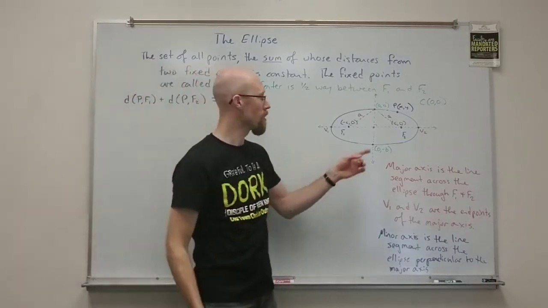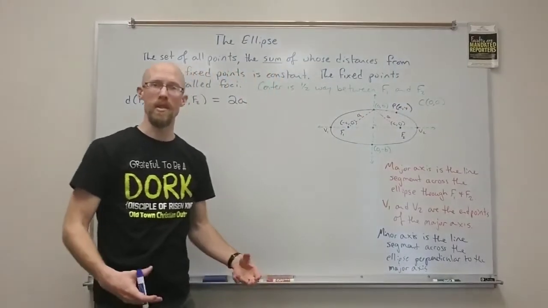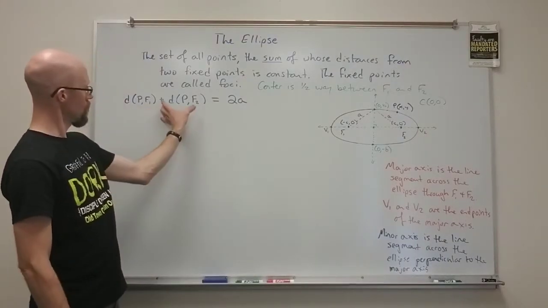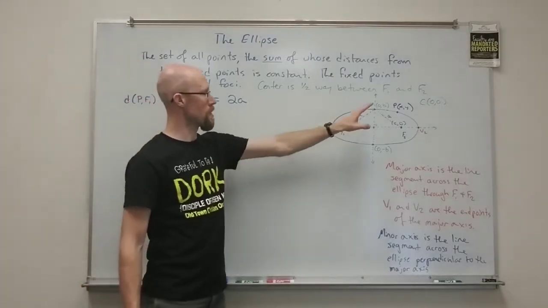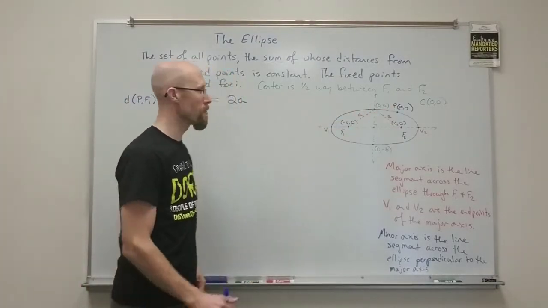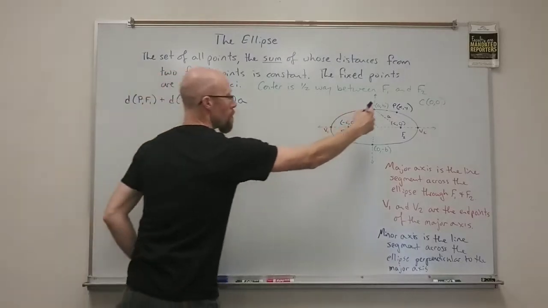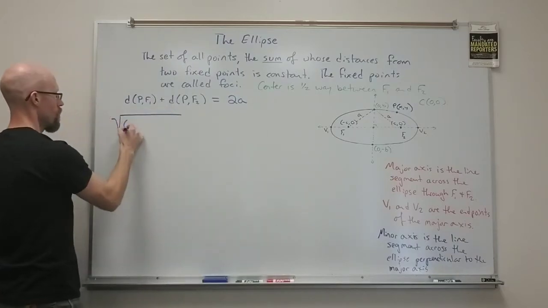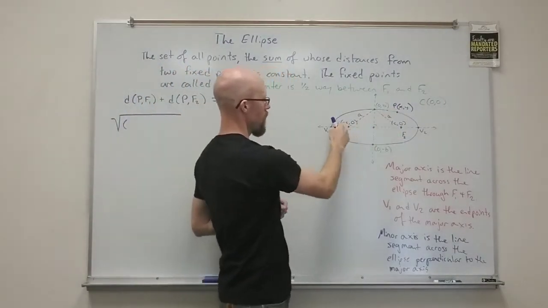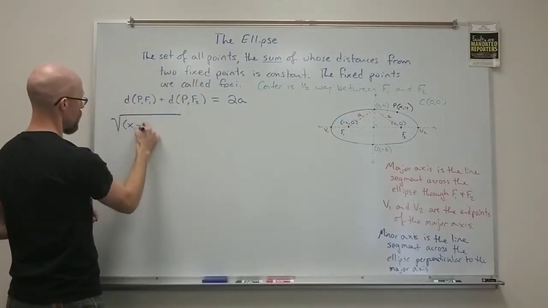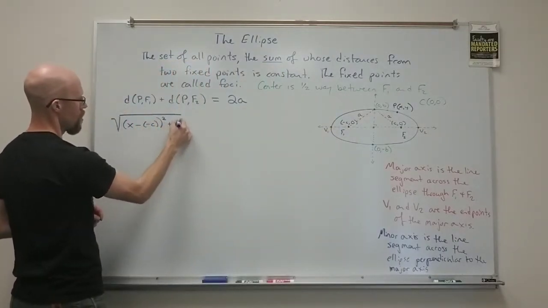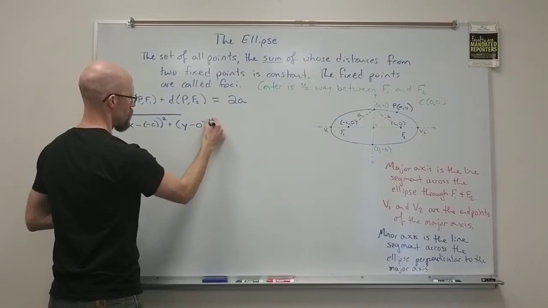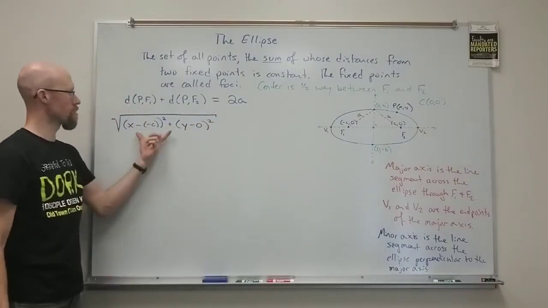It's a plus a, right? Because every point has the same sum. The sum of the distances is constant. All right, so now I just figure out what those two distances are based upon the distance formula and the coordinates that I have. So for the distance from P to F1, that's going to be the square root of the difference in the x coordinates, so x minus negative c, squared, plus the difference in the y coordinates, y minus 0, squared. All right, so there's the first one.